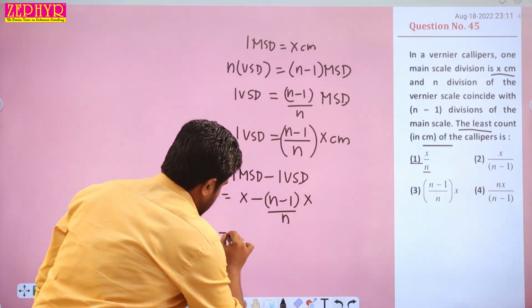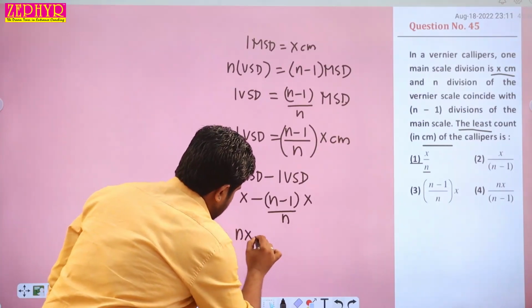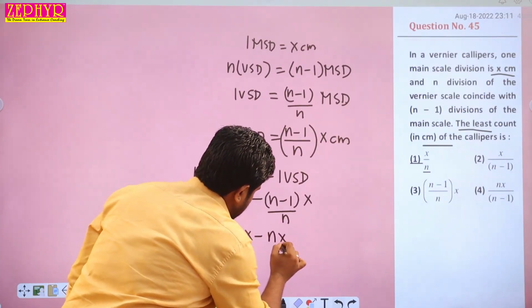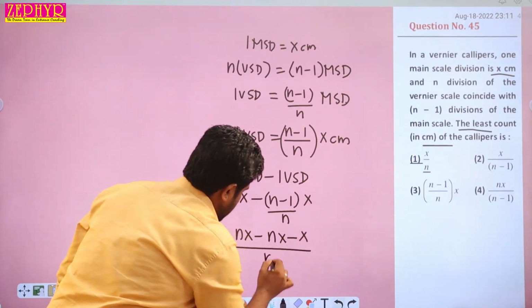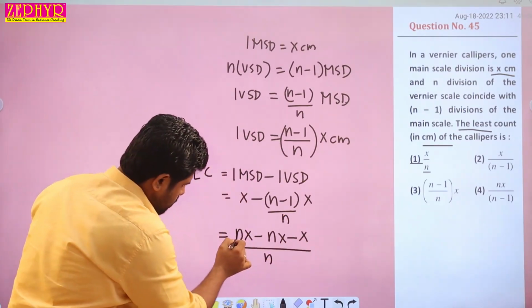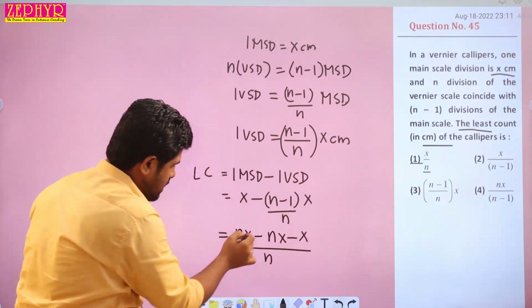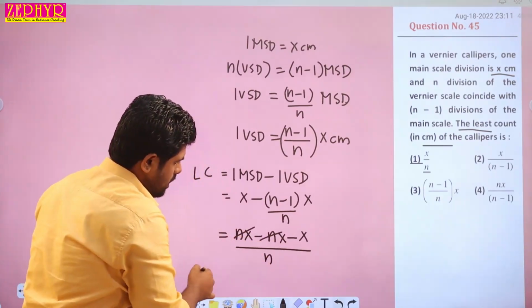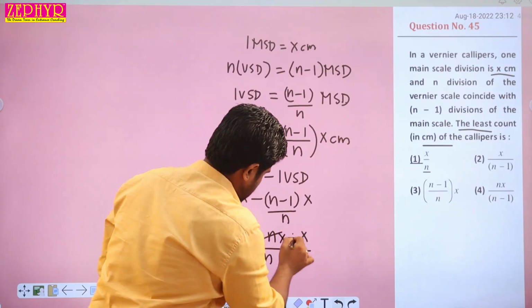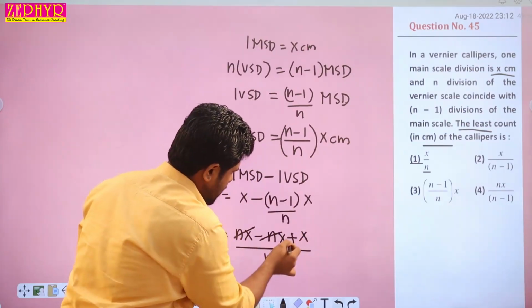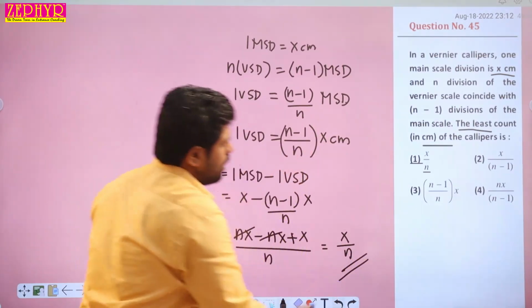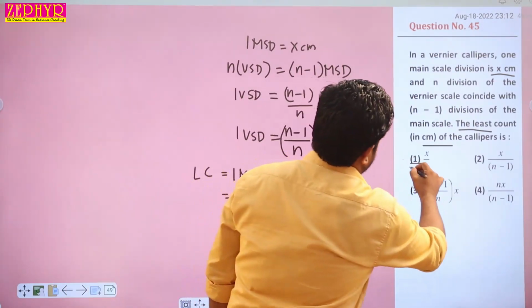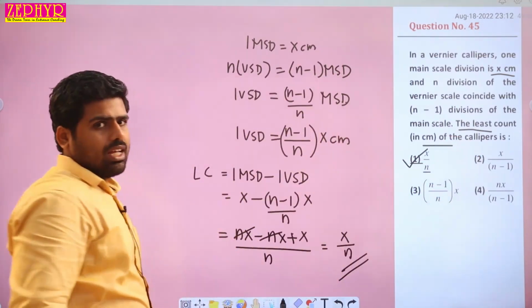So it is equal to nx minus nx plus x, divided by n. The plus nx and minus nx turn to 0, and minus into minus gives plus, so the result is x divided by n. Here option number 1 is the right answer.